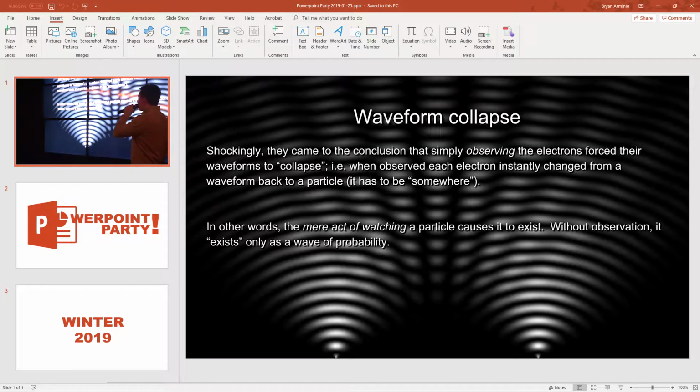Shockingly, they came to the conclusion that simply observing the electrons forces their waveforms to collapse into single particles. When you observe each electron, it instantaneously collapses and changes from a waveform back into a particle. It has to be somewhere, so it's located as a particle. In other words, the mere act of watching a particle causes it to exist. Without observation, it exists only as a wave of probability of where it actually is.